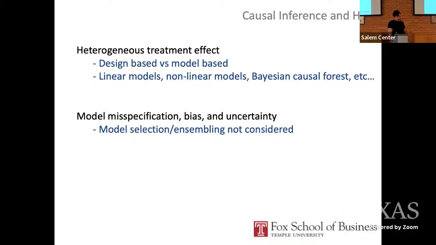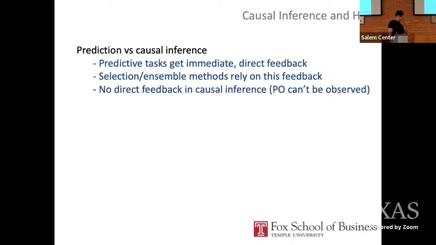And that bias and uncertainty in the specification is often not considered for a very good reason. Right? So model selection, or model ensembling, or model averaging I would say, is still not a big thing that we talk about in the literature. So the question is why? Right?